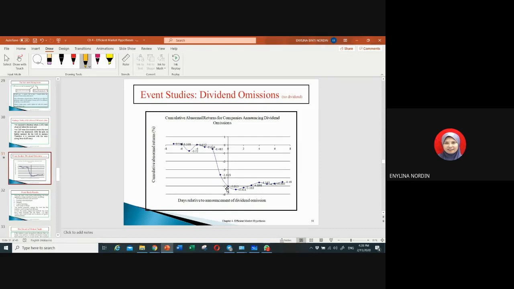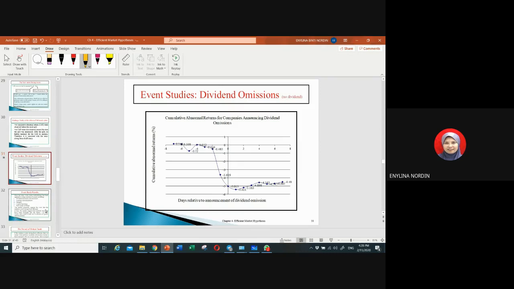Quickly respond to this information, that is, the dividend omission. And then after that, it's moving within the range, right? Constantly here, we can say that there is a quick response in the stock's price when the company makes a dividend omission announcement.